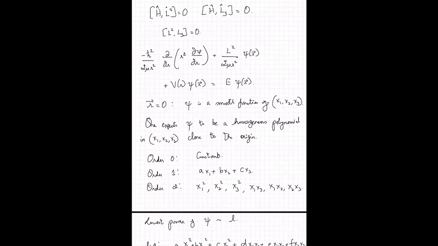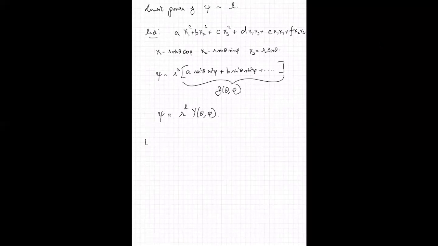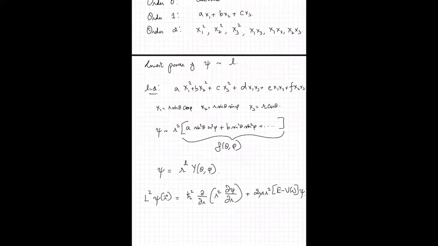Now, before I do that, let me rearrange this Schrodinger equation, which I've written here, as an equation for L squared. So I can rearrange this equation trivially to write L squared psi of r equals h bar squared d/dr of r squared d psi/dr plus 2 mu r squared (E minus V of r) times psi. This equation is exactly the same as the equation above.